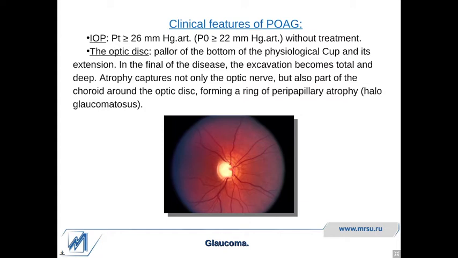What about the optic disc? There is failure of the bottom of the physiological cup and its extension. In the final stage of the disease, the excavation becomes total and deep. Atrophy captures not only the optic nerve but also the part of the choroid around the optic disc, forming a ring of peripapillary atrophy, or halo of glaucoma, or glaucomatous halo.